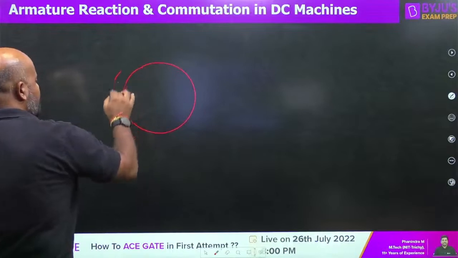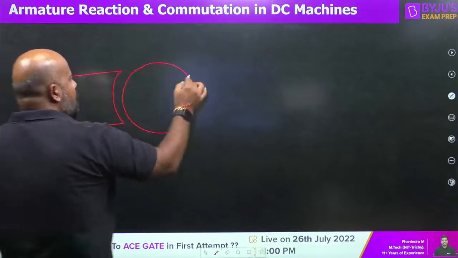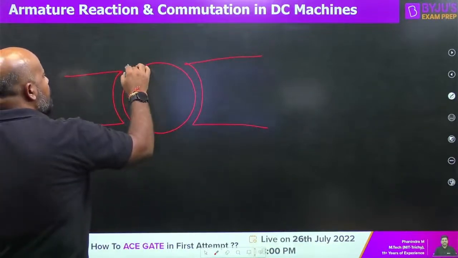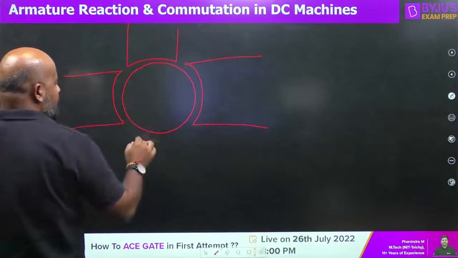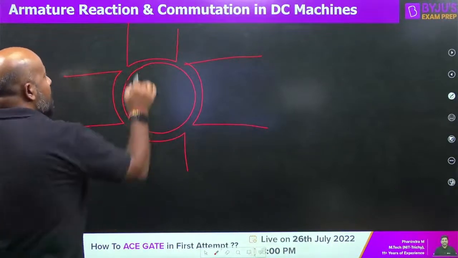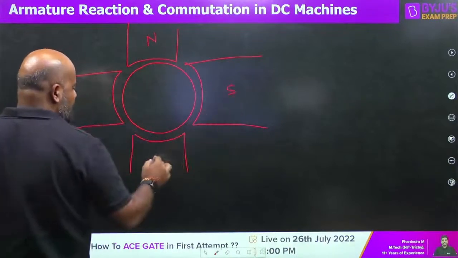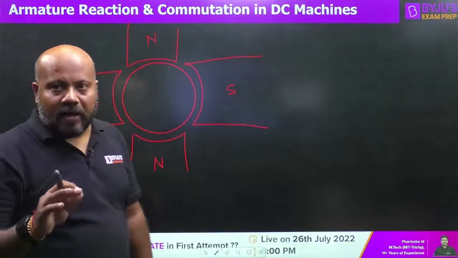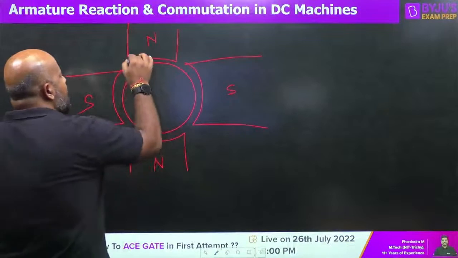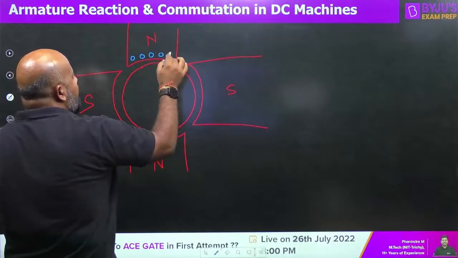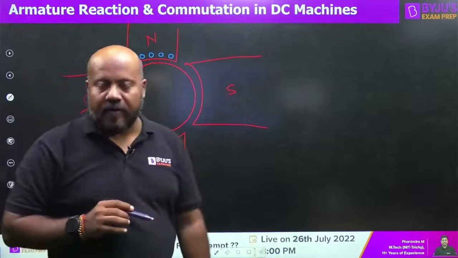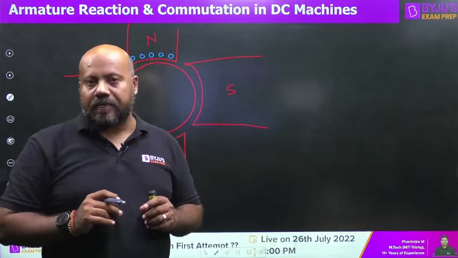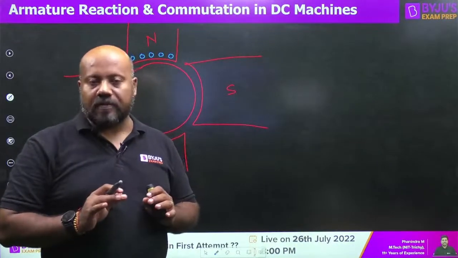Suppose this is your machine. Suppose you have a 4-pole machine, something like this. Suppose this is north, this is south, then this is north, then this is south. Now, compensating windings are going to be placed in the slots made in the pole face. And compensating windings are connected in series with the armature winding.